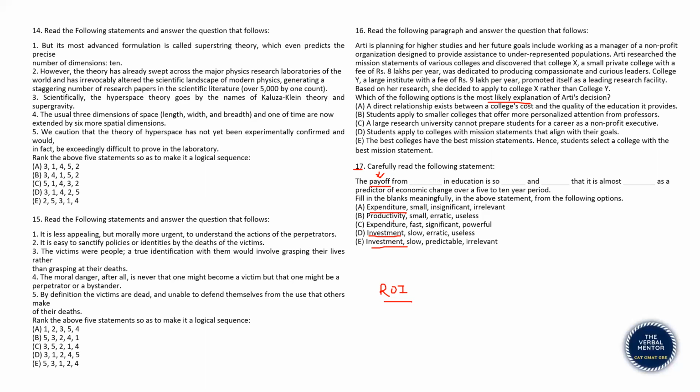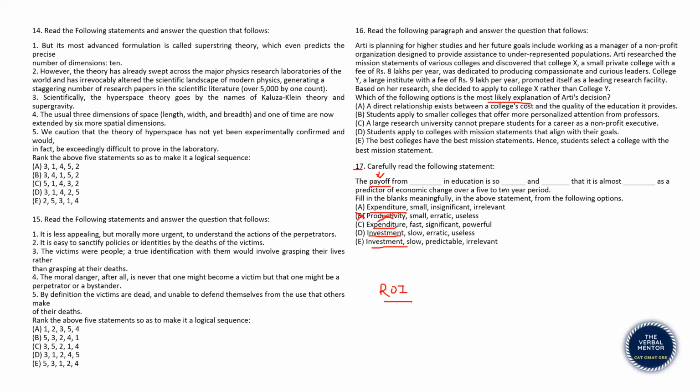Expenditure is something that does not give you return, really. But okay, investment is a better word in that sense. We say return on investment. We don't say return on expenditure. The return on productivity is clearly not the answer. So B is clearly out. Okay. I am of the opinion that option D or E is going to be the correct answer.